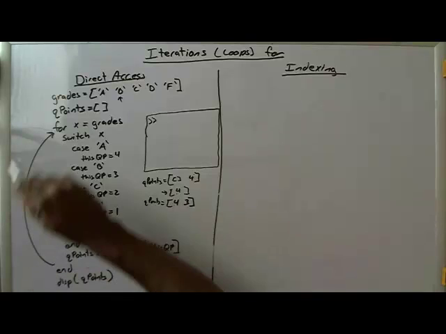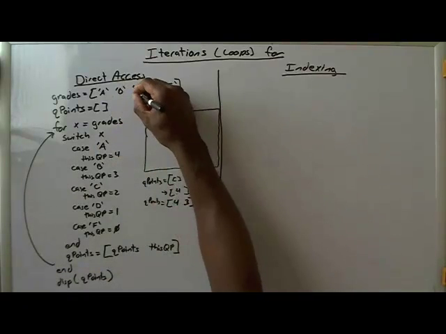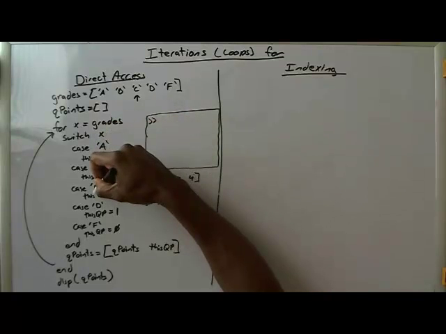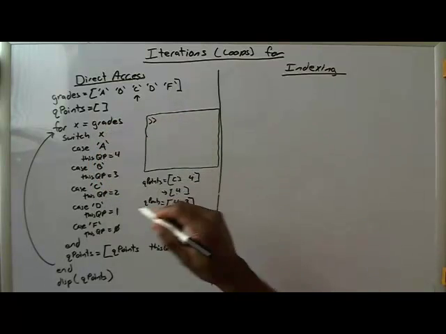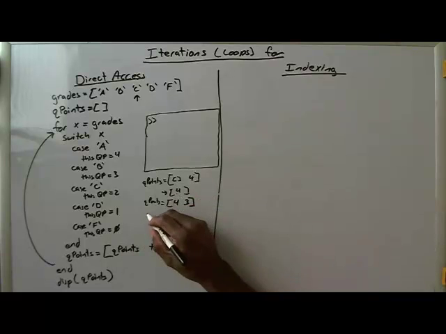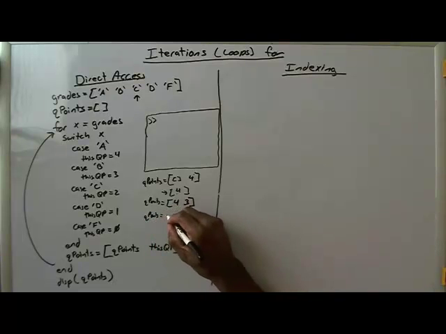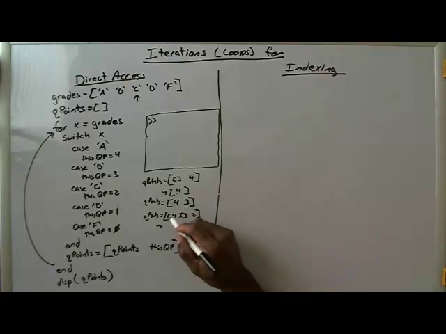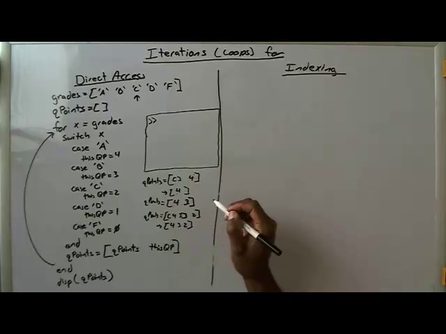Then I end. I go back up. Now x is equal to C. I do my switch statement. C says this QP equals 2. So now Q points equals the old vector 4 and 3 concatenated with the value 2. So now Q points equals the vector 4, 3, and 2. Okay.